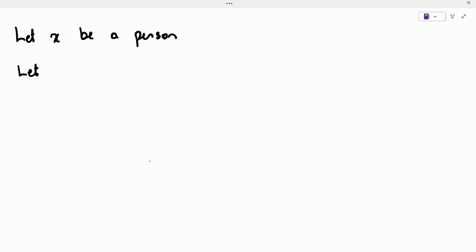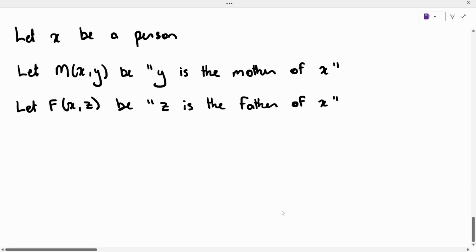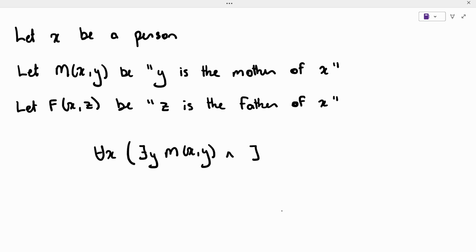We could define the function m as m of xy is y is the mother of x. And similarly, we could say let f of xz be that z is the father of x. So now we could write the statement as for all persons x, there exists a unique person y such that y is the mother of x, and there exists a unique person z such that z is the father of x. And this is our answer.